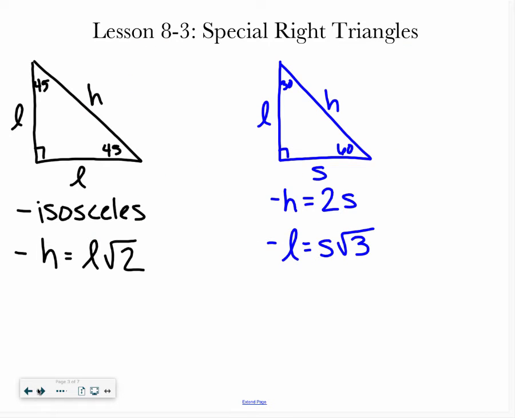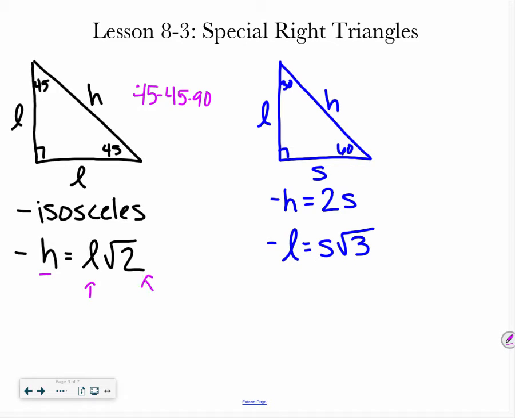Okay? Lesson 8.3 is all about special right triangles. So this is where we talked about our 45, 45, 90 triangles. Remember, 45, 45, 90 triangles are isosceles. Okay? So if you have one of the side lengths, you can solve for the other. And the equation to solve for whether it's the hypotenuse or the leg, you take the hypotenuse equals the leg times the square root of 2.